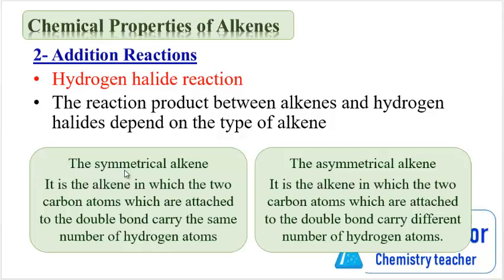There are 2 types of alkenes. Number 1, the symmetrical alkenes. It is the alkene in which the 2 carbon atoms attached to the double bond carry the same number of hydrogen atoms. The asymmetric alkene is the alkene in which the 2 carbon atoms attached to the double bond carry different numbers of hydrogen atoms.